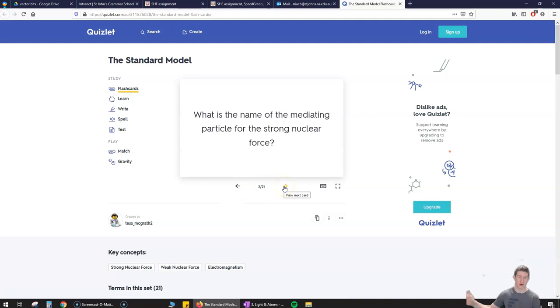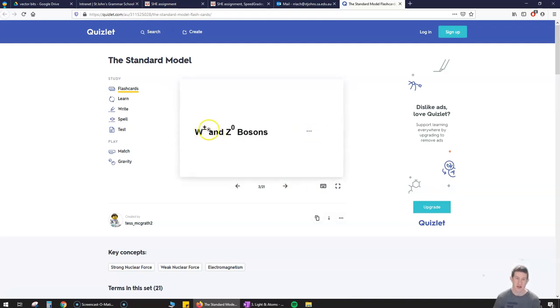And as we go through the course, I highly encourage you to keep checking on these. It's a great little way to summarize each lesson, be like, oh, what was the name of the mediating particle for the weak nuclear force? It was the W plus minus and the Z0 boson. So remember, plus E, minus E, neutrally charged. So great little revision tool there if you're into the flashcards.